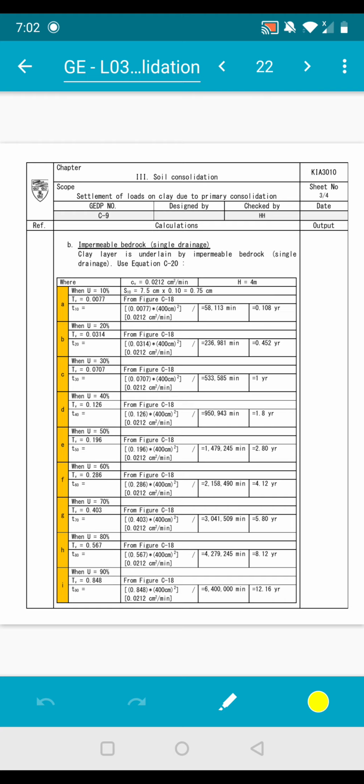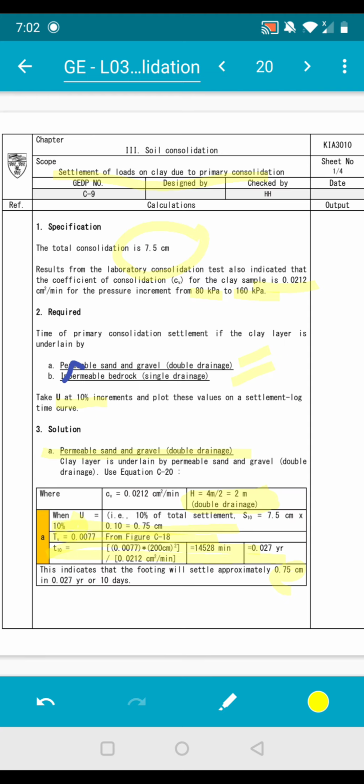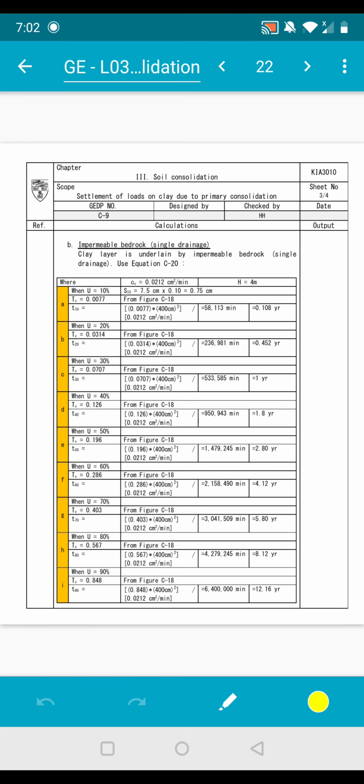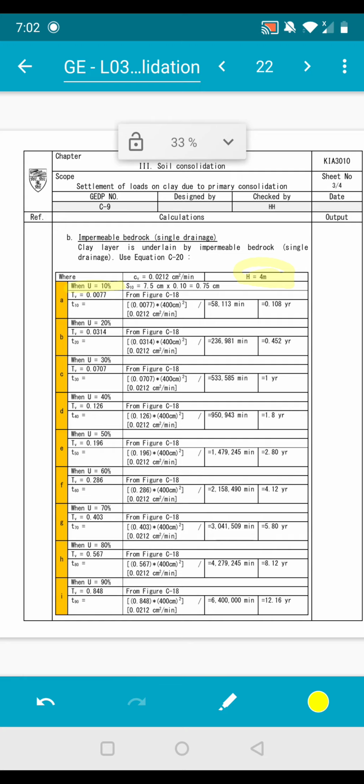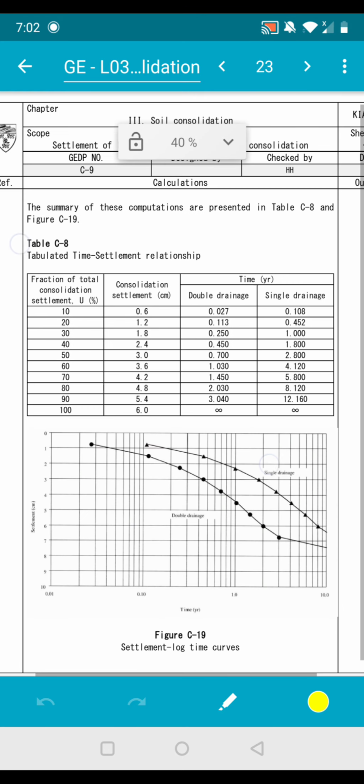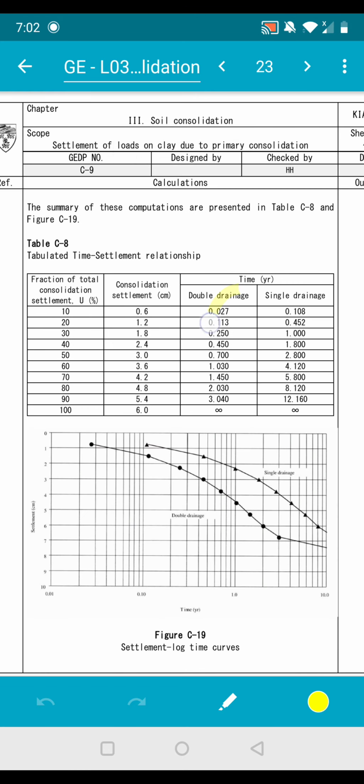Okay, that's for the first case, which is double drainage, permeable sand and gravel, and the second case, impermeable bedrock. The same steps, but you take H as is, the total H. You don't divide by 2. So when you have percent of consolidation 10%, you're calculating for the settlement, okay? Settlement value. So in the end, you're going to come up with table C8, double drainage for the first case, and single drainage for the second case. Okay.